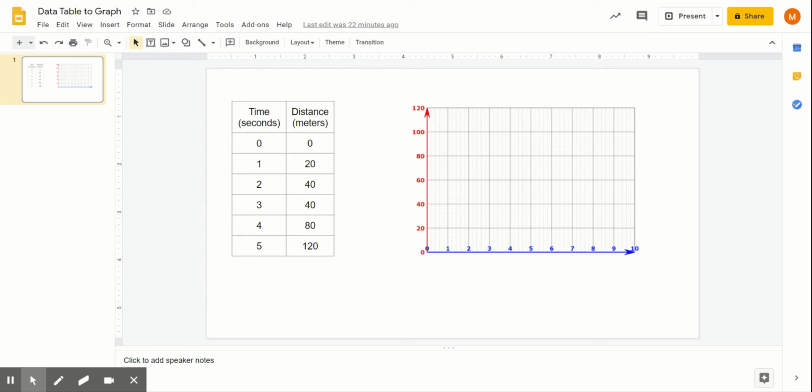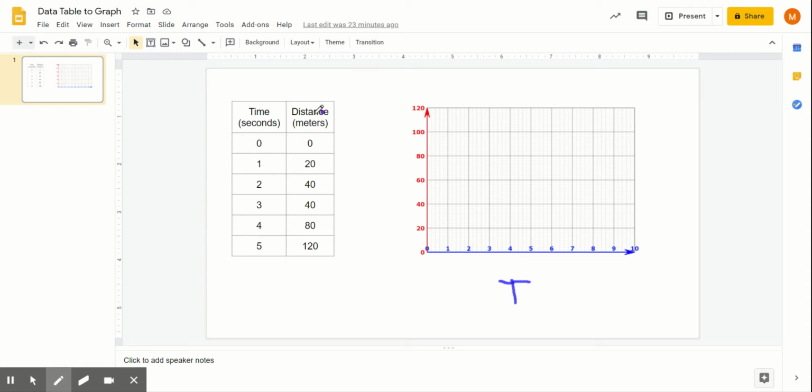So right here is a data table. I have time in seconds, and then I have distance in meters. The very first thing we want to remind you is since the time is listed first, we know that that is going to go on the x-axis. So I'll put a T for time over here. I already have the x-axis labeled. I notice that the seconds go from 0 and then just go in units of 1 each time. So 1, 2, 3, 4, 5 seconds. So we have units of 1 over here on the x-axis.